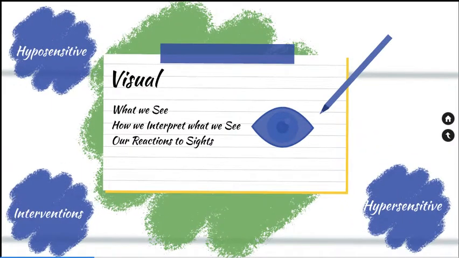Let's move on to discussing our visual sense. The visual sense is how we interpret sights from the environment. The visual system uses light to detect information through our eyes and then interprets or makes sense of that information in the brain. This sense helps us navigate safely in our environment by orienting us to where we are in relation to other objects.